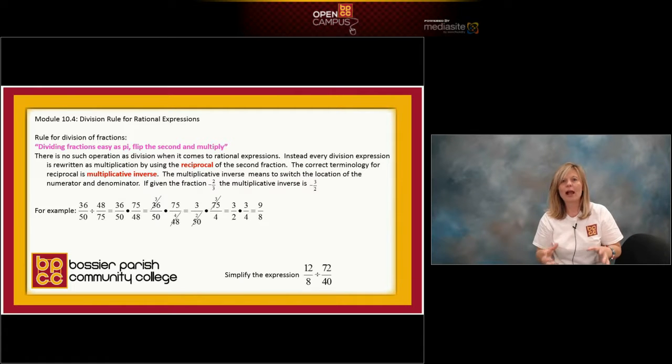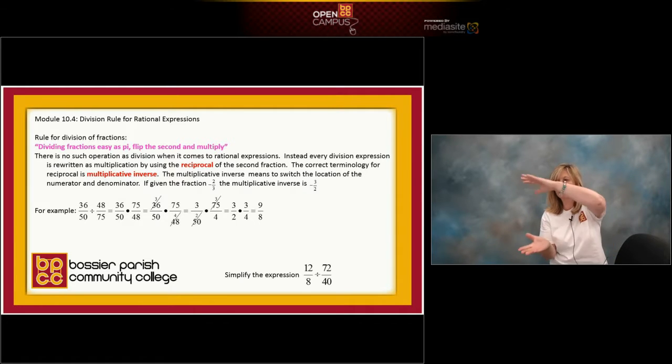The correct word for flip from elementary school was the reciprocal. The correct algebra word for that is your multiplicative inverse. So, I have a little song. Dividing fractions easy as pie, flip the second and multiply. That song tells you if you see dividing of fractions, the first thing you do is take the second fraction and flip it. The correct word for flip is reciprocal. The correct word for reciprocal is multiplicative inverse.